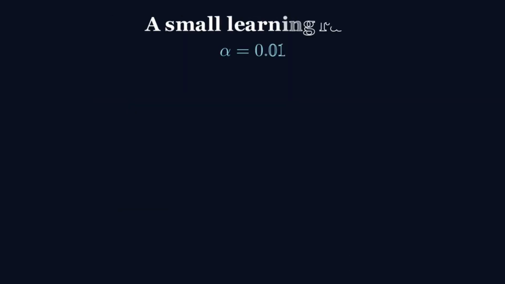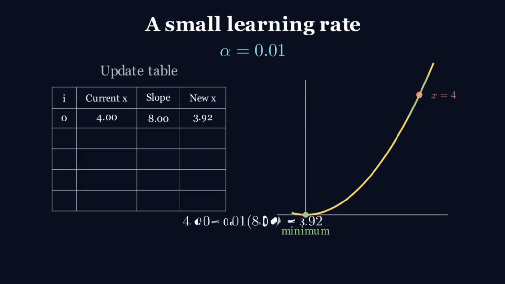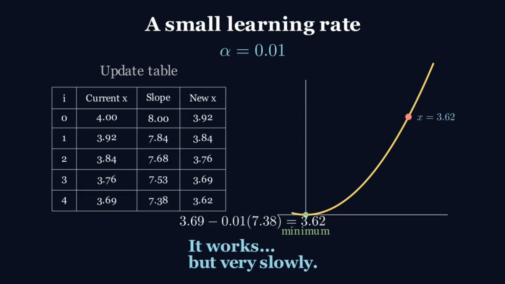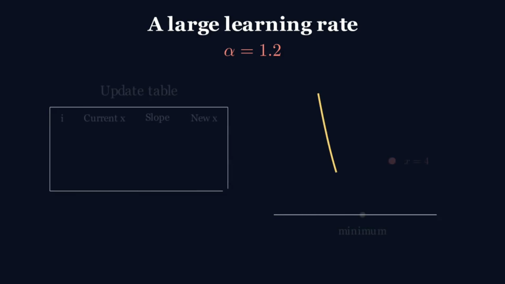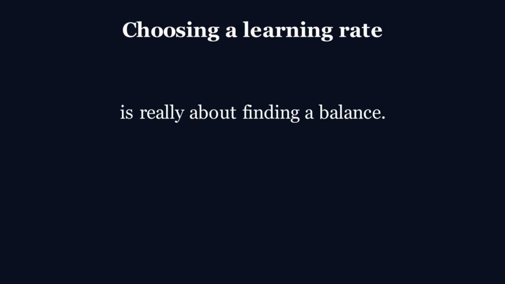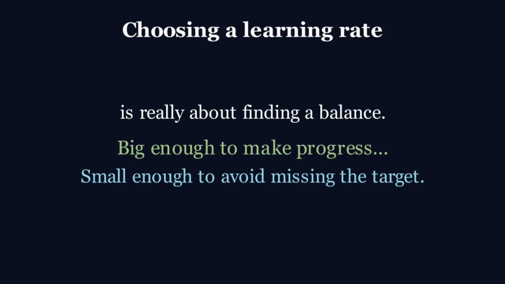Finally, there's this symbol alpha. This is called the learning rate. Think of it as deciding how big each step should be. If the learning rate is too small, we'll eventually reach the minimum, but it will take a very long time. If it's too large, we might completely overshoot the minimum and bounce off from one side to the other. So choosing a good learning rate is really about finding the balance. Big enough to make progress, but small enough to avoid missing the actual target.